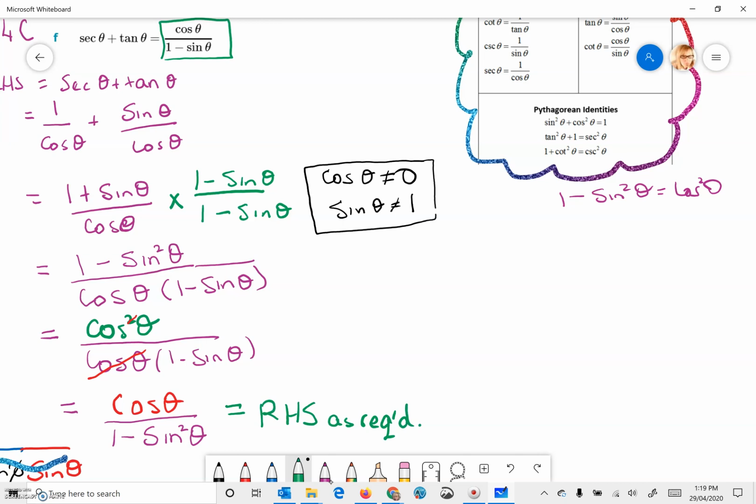So yes, it is a little bit different. Thinking, how would you know to multiply by this 1 minus sine theta? Well, the clue is in the answer. It doesn't hurt to try it. You know you're going to need to get 1 minus sine theta on the bottom somehow. So why not multiply it?